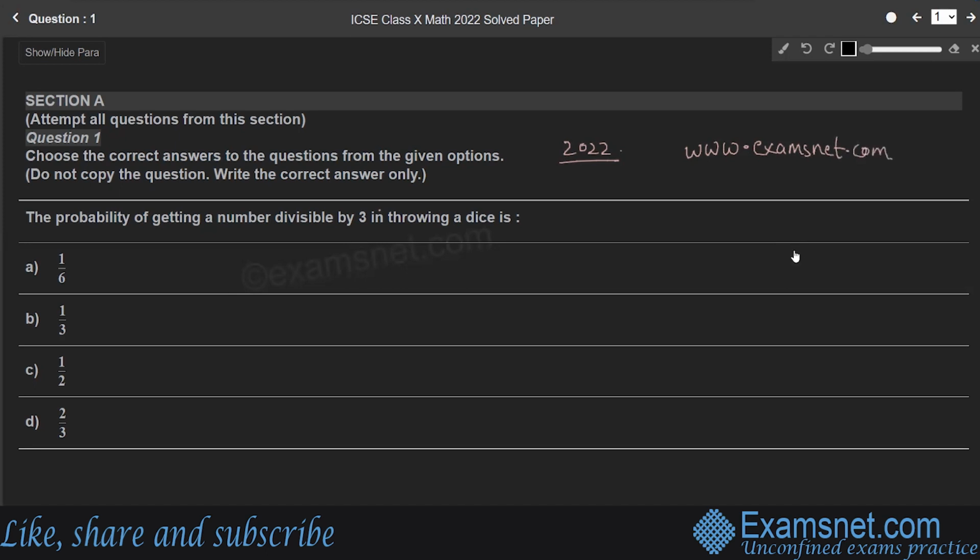Let's begin with question number 1. This question comes under Section A. Choose the correct answers to the questions from the given options. The probability of getting a number divisible by 3 in throwing a dice is.